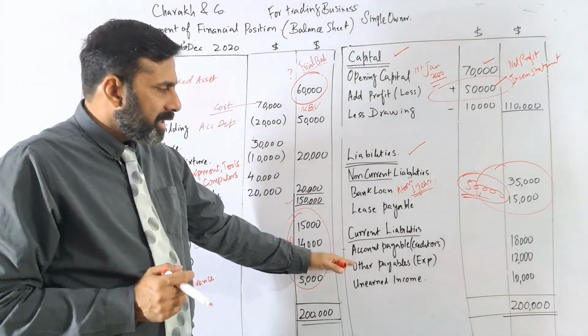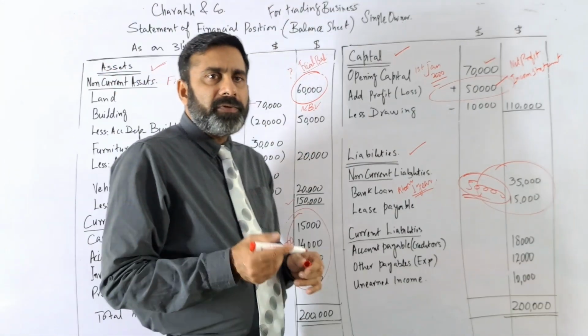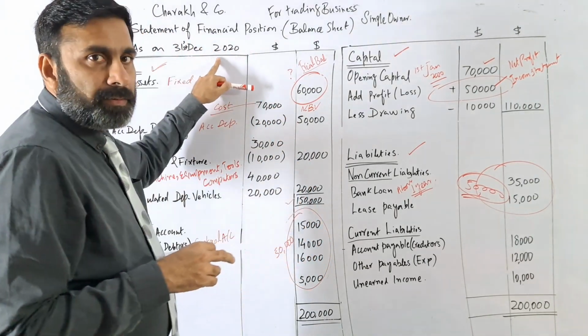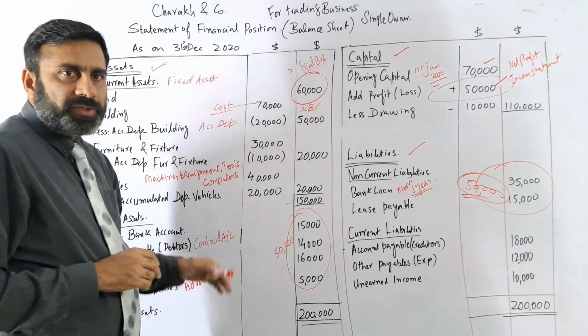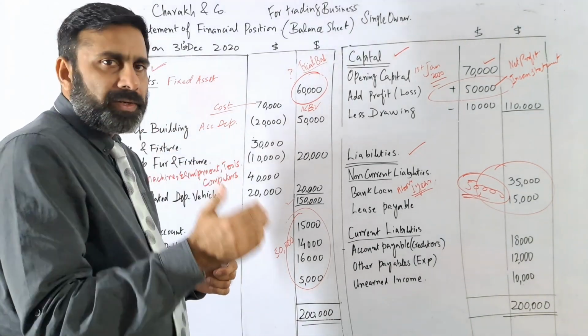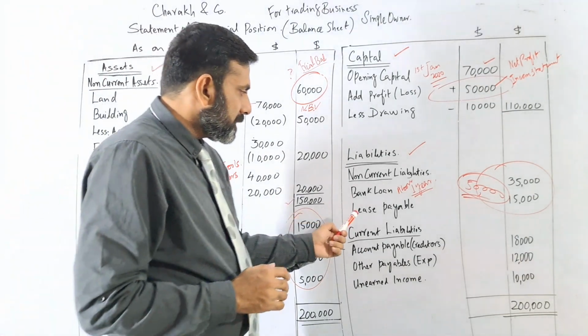Now we will move on to the current liability. So any liability which you have to pay in the next year, means the year is ending on 31st December 2020, so any amount which you have to pay during 2021, means up to 31st December 2021, that will be considered as the current liability.